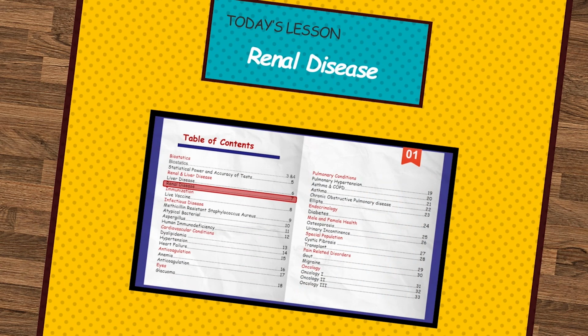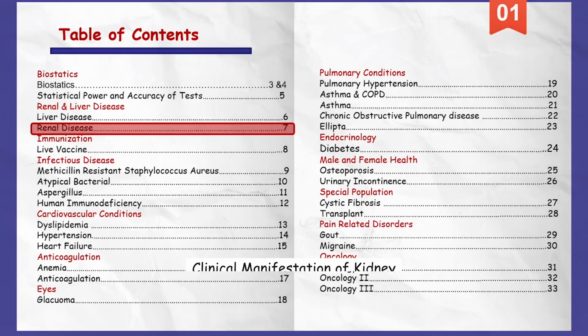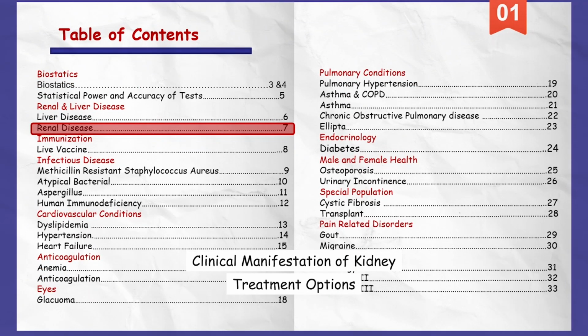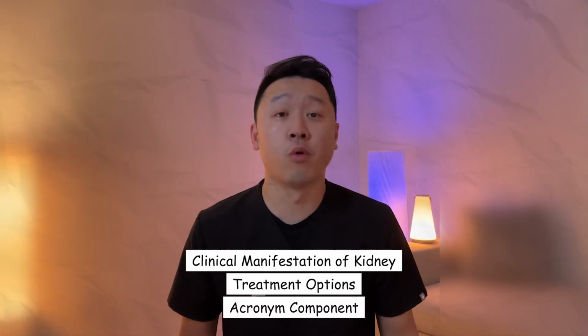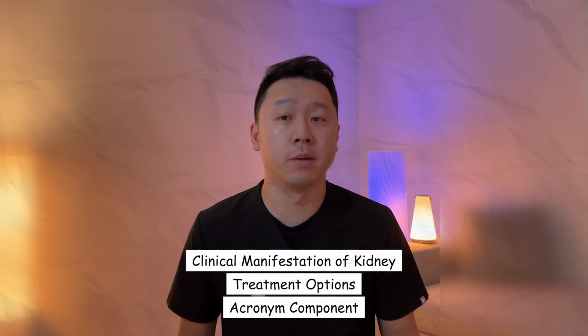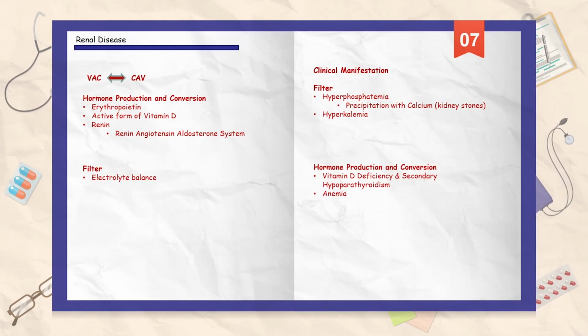On today's lesson, we will discuss the clinical manifestations of kidney disease as well as the treatment options for those clinical manifestations. And finally, we will utilize the pool as a theme for the drug acronym of those clinical manifestations. We will utilize the pool as well as the vacuum to envision the kidney. The kidney has two main functions, which include filtration as well as hormone production and conversion.